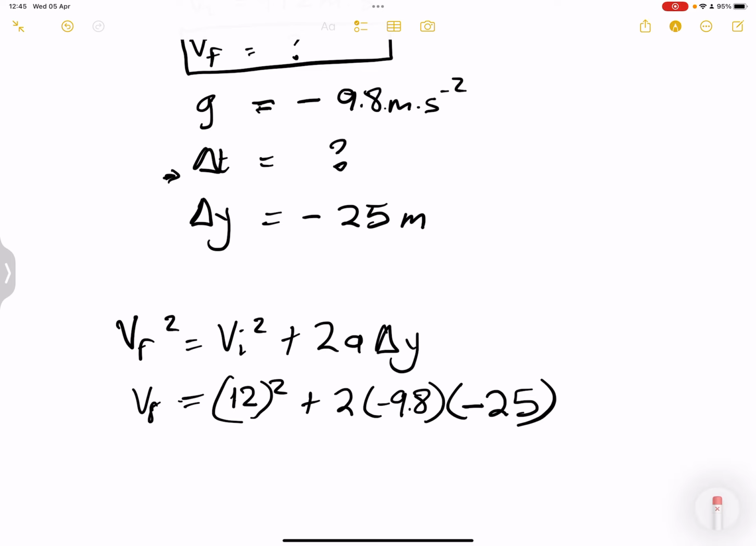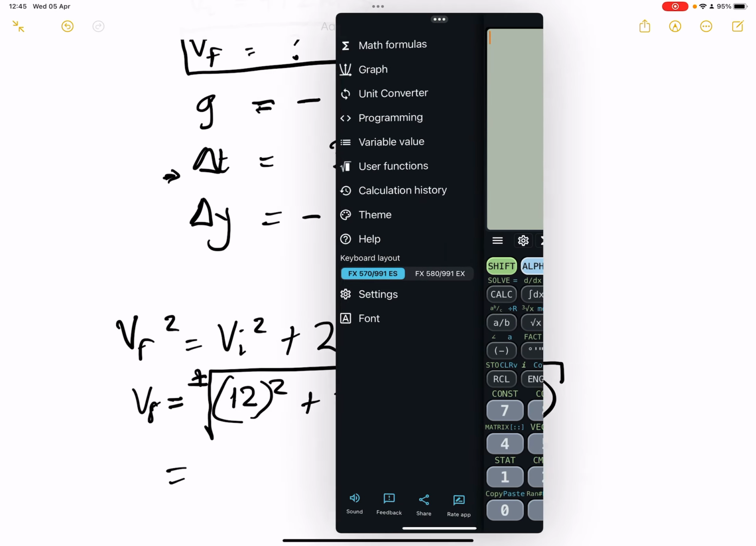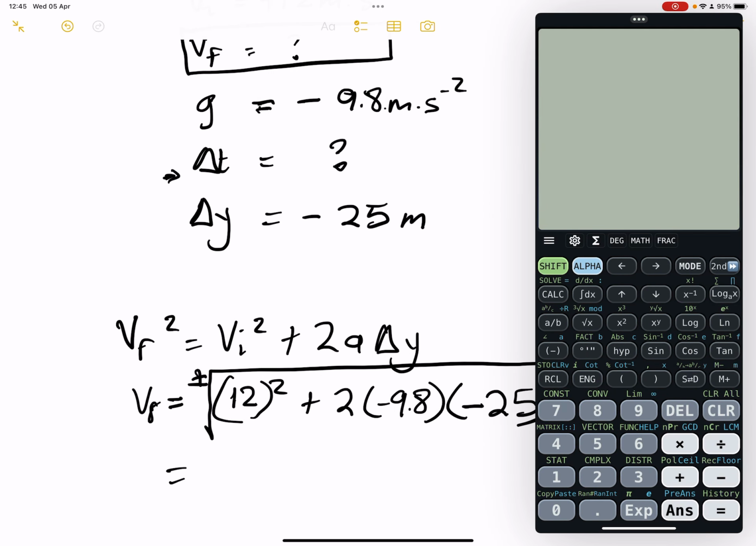Remember, this is Vf squared. So what we must simply do is take the square root to get Vf, and it will be plus or minus. Now remember, when you take the square root, you actually have plus or minus, but in this case we have to choose one, right? And I'll tell you how we do so. So I'm going to take the square root. Okay, so let's take the square root of 12 squared plus 2 times negative 9.8 times negative 25. Okay, let's make sure that we've got that correctly.